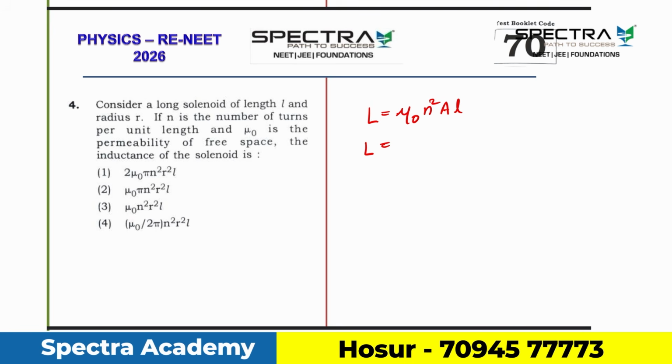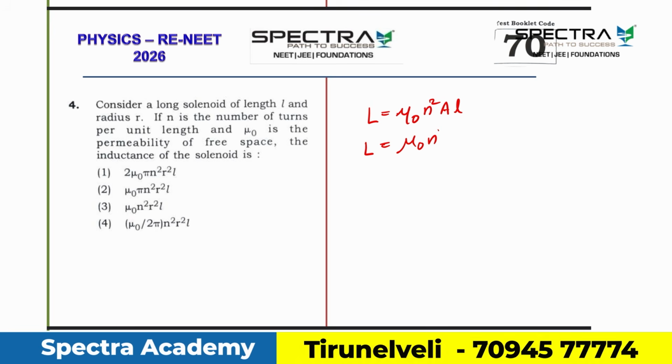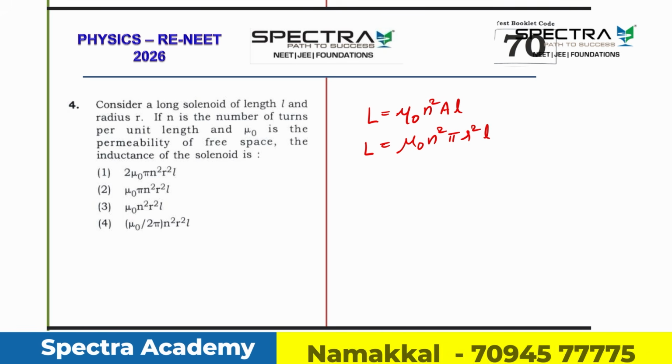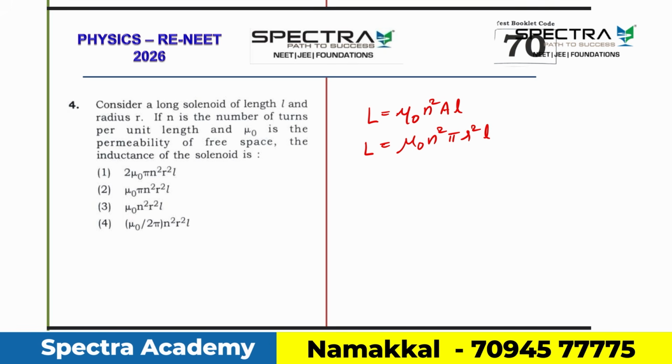But they didn't give an area. Instead, we have to substitute what is area, students? Pi r square, like pi r square into L. So, which is the right answer? Just by checking the options, you will be getting second option as the right answer. Option 2 will be our right answer.